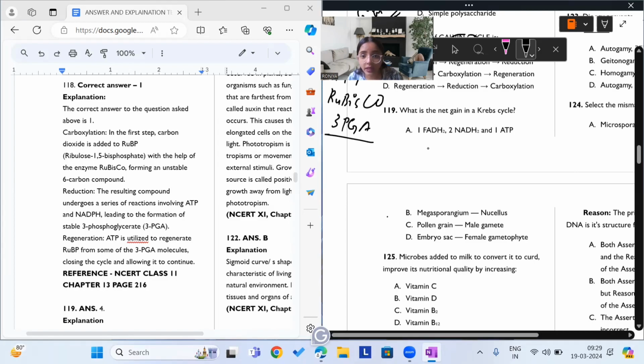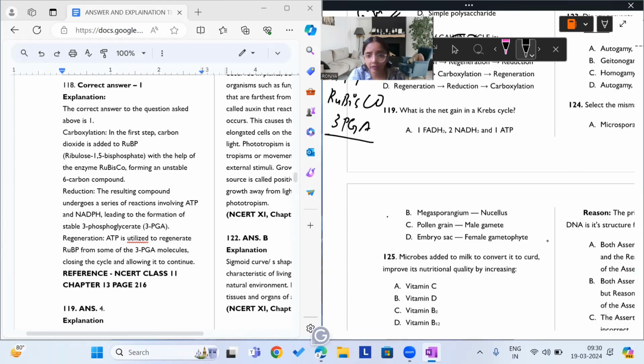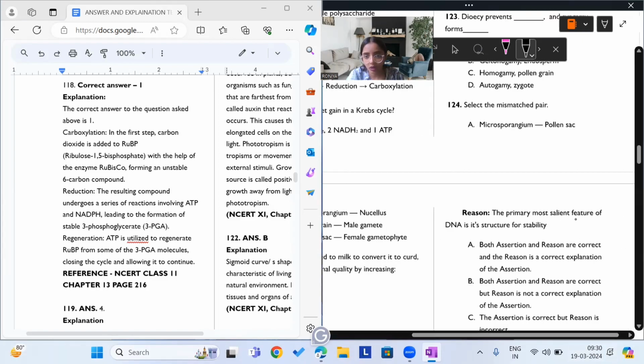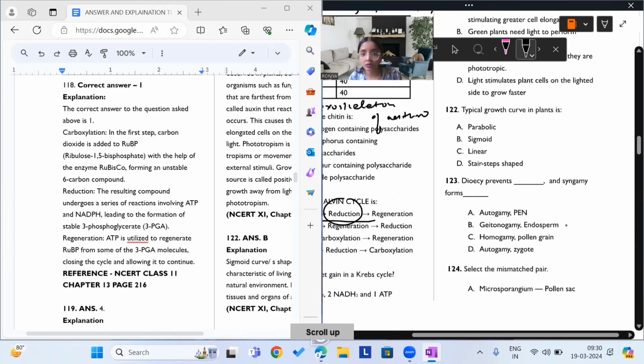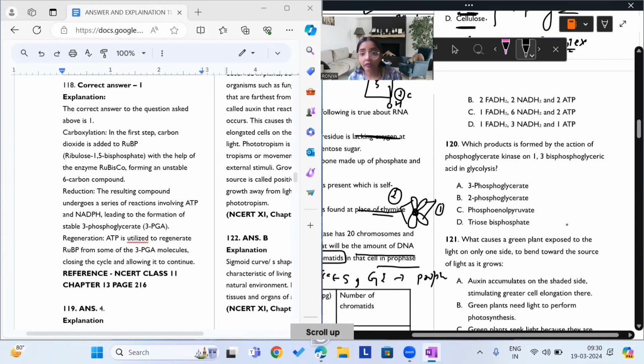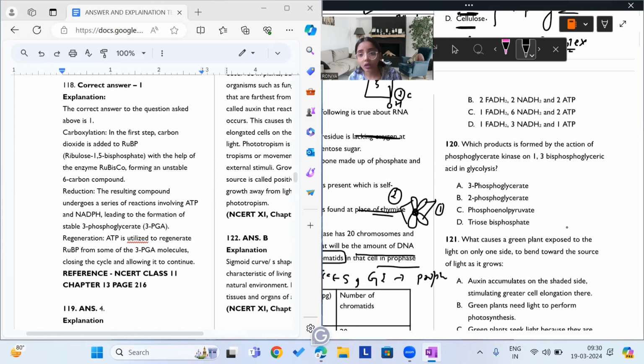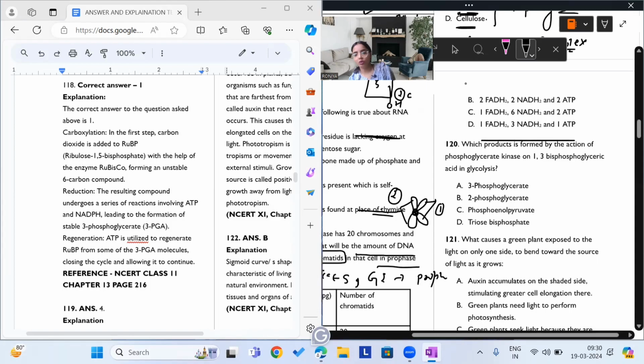What is 119? It is saying there is net gain in Krebs cycle is 1 FADH, 2 NADH, 1 ATP. No, it is wrong. Okay, we will see other options. 2 FADH, 2 NADH, 2 ATP. No, it is wrong. 1 FADH, 6 NADH2, 2 ATP. No. 1 FADH, 3 NADH, and 1 ATP, and 1 GTP also. So this is the net gain in Krebs cycle. Option number 4 is the correct answer. Moving on to question 120.